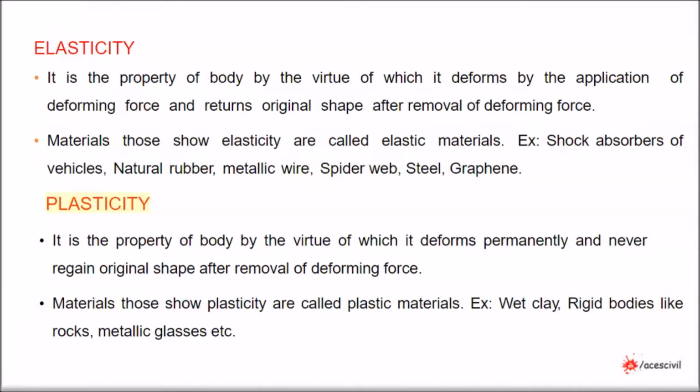Plasticity. It is the property of a body by virtue of which it deforms permanently and never regains its original shape after removal of the deforming force. Materials that show plasticity are called plastic materials. Examples: wet clay, rigid bodies like rocks, metallic glasses, etc.